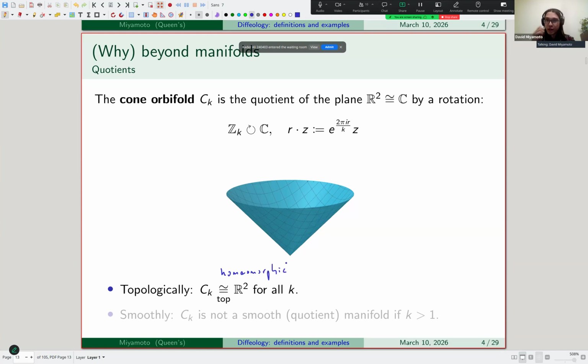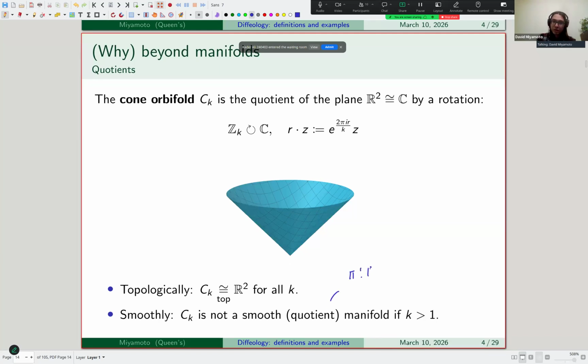Or in other words, isomorphic in the category of topological spaces. But we would want to say maybe that you have a cone point there, and we see that if you try to put a smooth manifold structure that sees this cone point, then it's not a quotient manifold. In other words, the quotient map from R2 to CK, even if topologically these spaces are isomorphic, the map cannot be viewed as a submersion. So that's what I mean by not a smooth quotient manifold.